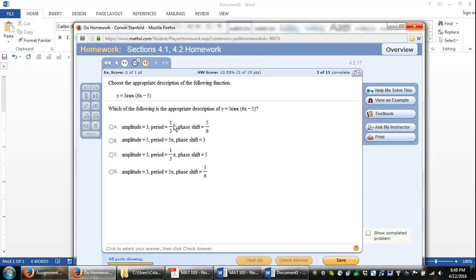And finally, what is my phase shift? Well, I take my 5, I divide it by 6. I should get 5/6. And that tells me I've got to have this one. Now, graphing that would be kind of a pain. We could still do it.